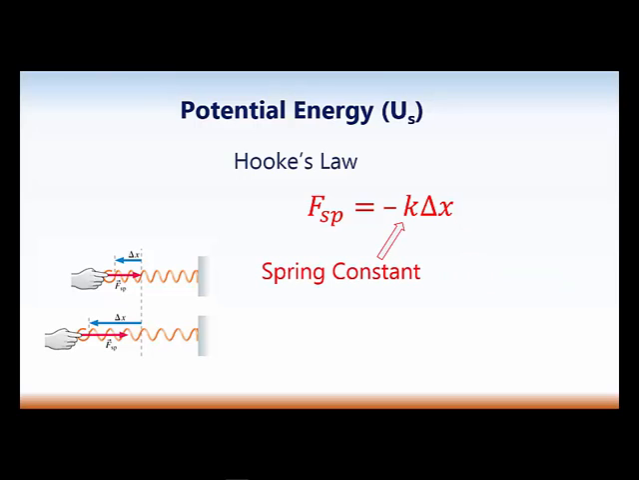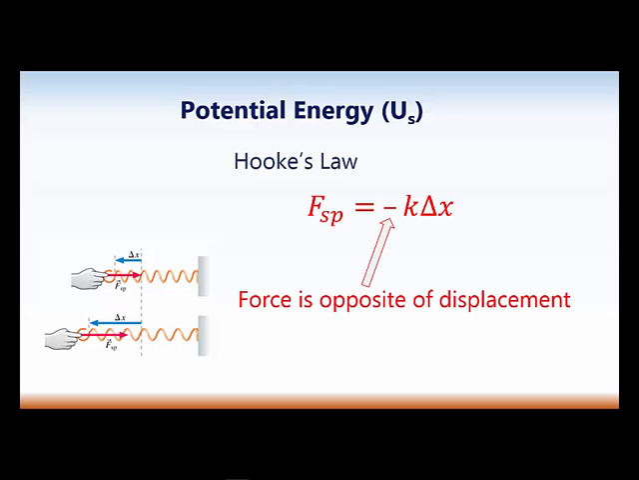K is something called the spring constant, and it's different for different springs. Obviously, it's much harder to compress a very tight spring than it is a very loose spring. Finally, the negative sign just means that the spring is always trying to act in the direction opposite of the displacement. If you push the spring in, it tries to push back. If you pull the spring out, it tries to pull back.